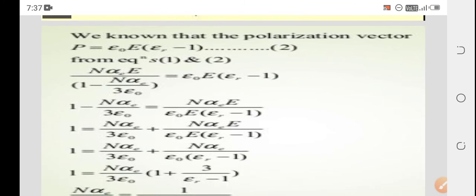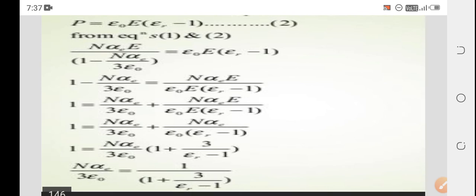We know that the polarization vector P equal to epsilon naught E into epsilon r minus 1. This I can take as equation 2. From equations 1 and 2, n alpha E by 1 minus n alpha E by 3 epsilon naught equal to epsilon naught E into epsilon r minus 1. For the simplification, 1 minus n alpha E by 3 epsilon naught equal to n alpha E by epsilon naught into E into epsilon r minus 1.